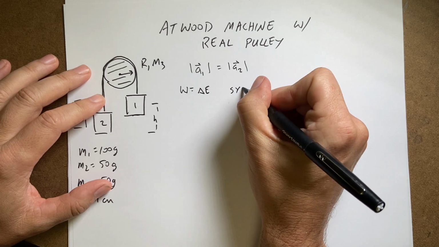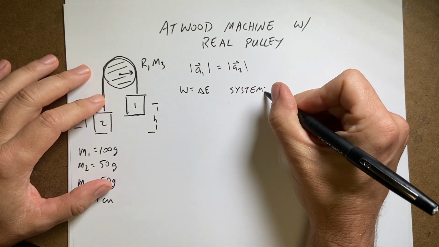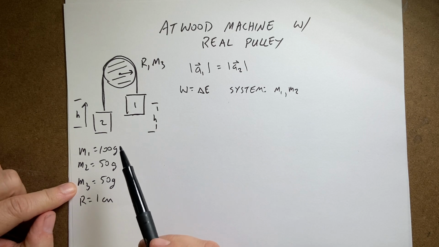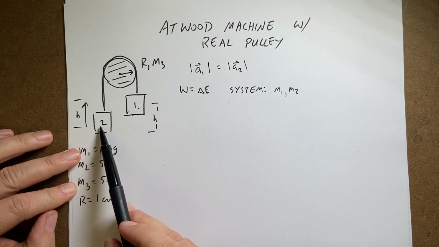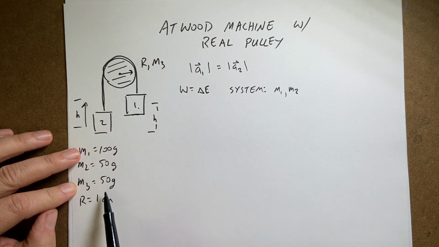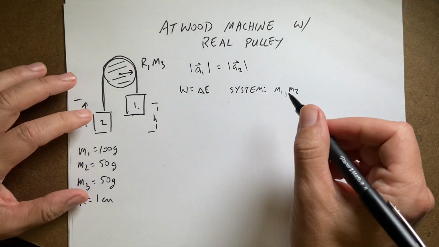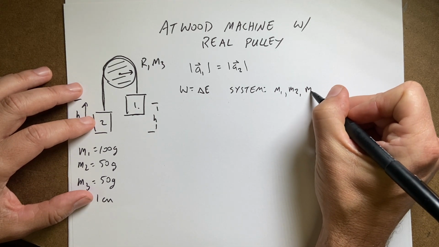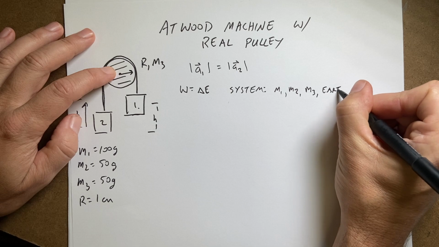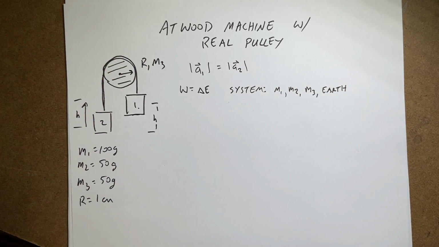Now I need to pick my system. So my system is going to be M1, M2. Okay, so also I picked some values because I'm going to use these values later. I'm still using 100 grams for this one, 200 grams for that one. The wheel is a disc, and it has a mass of 50 grams and a radius of 1 centimeter. So I'm going to include M3, the disc. Okay, that's in my system. And I'm also going to include the Earth. And so by including the Earth, I have a gravitational potential energy for the system. If I didn't include the Earth, I'd have to do work done by the Earth, the gravitational force.